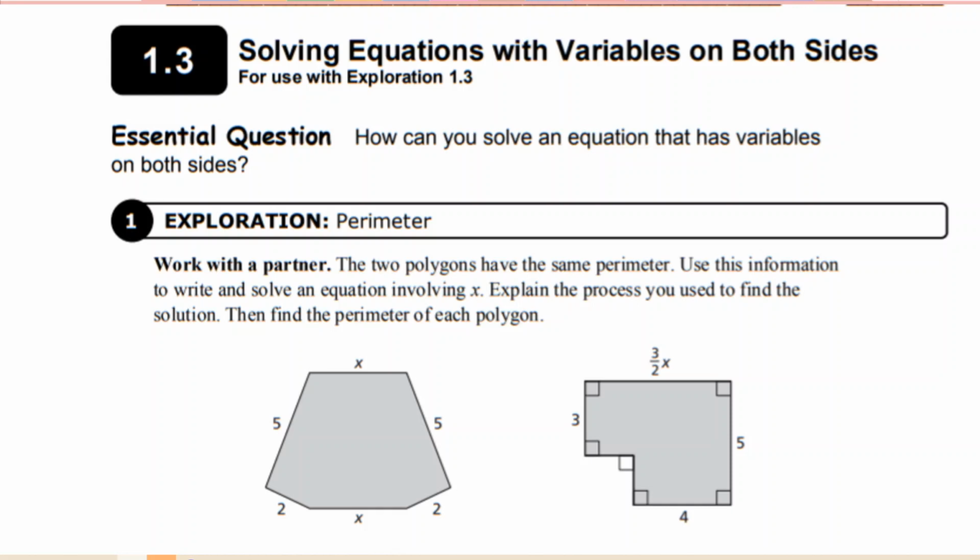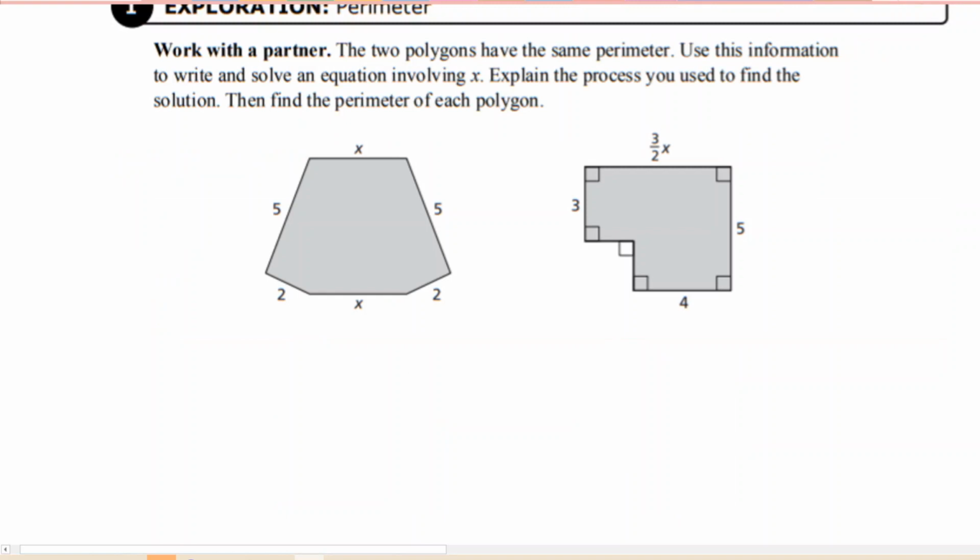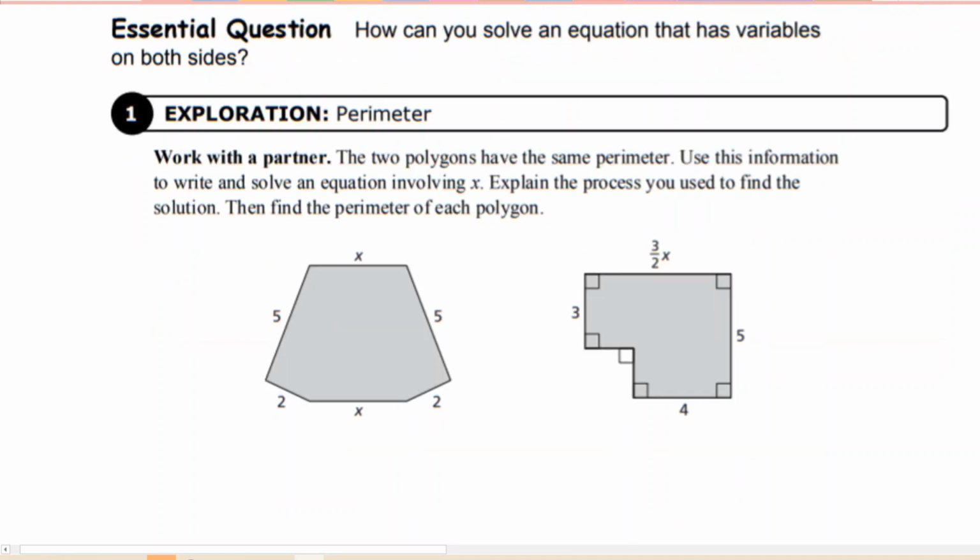Hey everyone, welcome back. Today we're going right into section 1.3, solving equations with variables on both sides. With all of these problems, we're kind of side loading a lot of concepts. The one we're looking at here is perimeter. This isn't a perimeter lesson, but we're trying to teach a little bit about perimeter as we go along. As we know, a perimeter is the distance all the way around a figure.